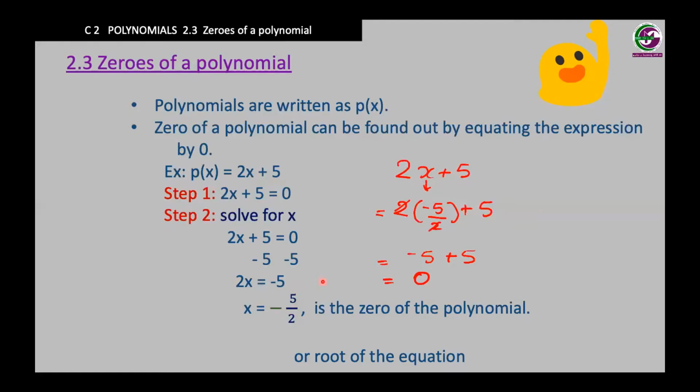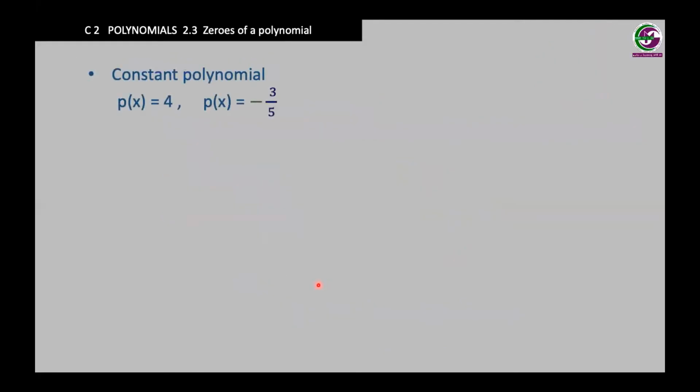Okay, now let us see a term that you studied in the previous lesson. What is constant polynomial? We studied that constant polynomial means a polynomial which only has one term with a number. There will only be a number. There is no variable here. So p of x is equal to 4 is a constant. See, from the word itself, constant means a fixed number. 4 is a constant polynomial. Negative 3 by 5 is a constant polynomial.